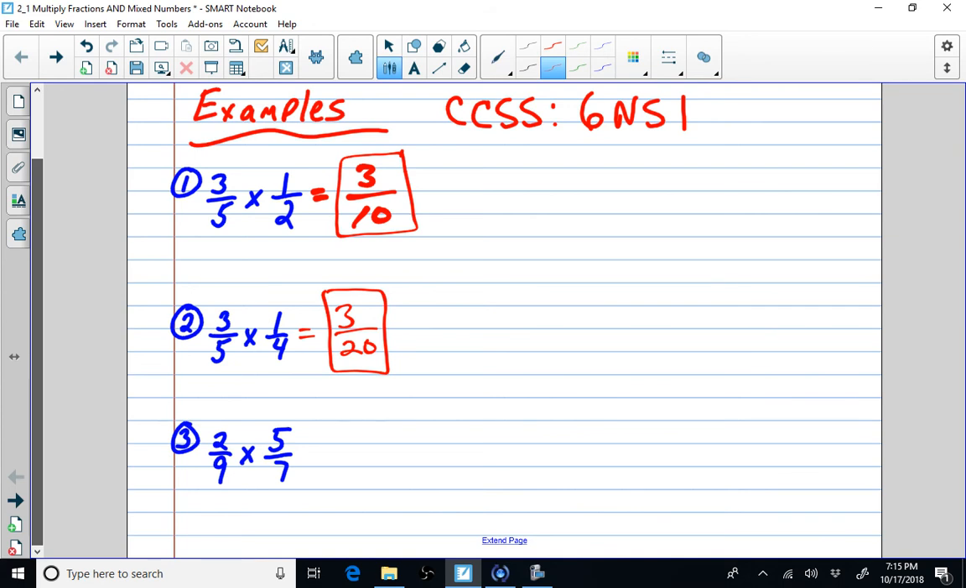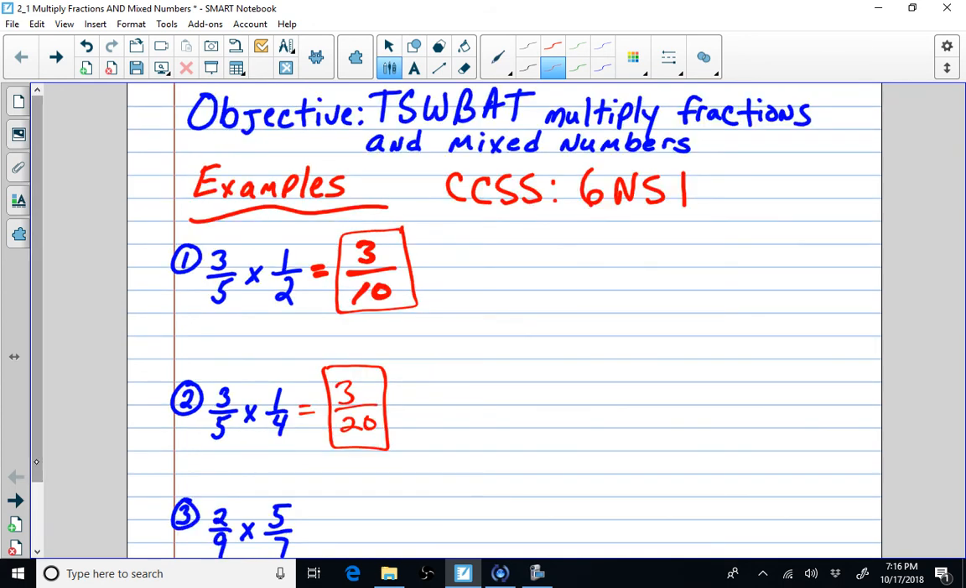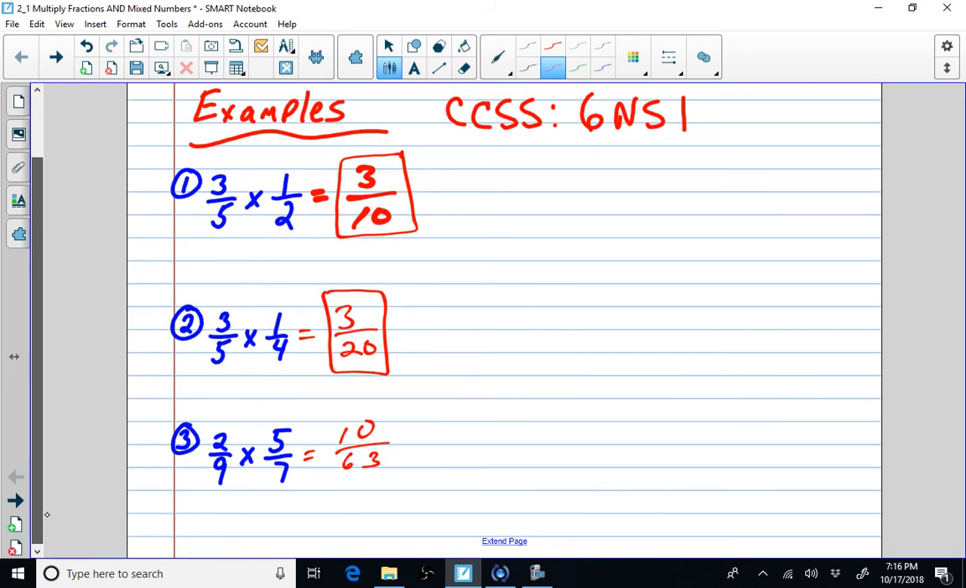My last example, 2 times 5 is going to be 10, and 9 times 7 is 63. And once again, I ask myself, is that fraction in simplest form? Well, what's the greatest common factor of 10 and 63? Once again, that's going to be a 1. So 10/63 is a fraction in simplest form. So when you have a basic multiplication problem, you simply want to multiply numerator times numerator, denominator times denominator, and then ask yourself, is the fraction in simplest form?